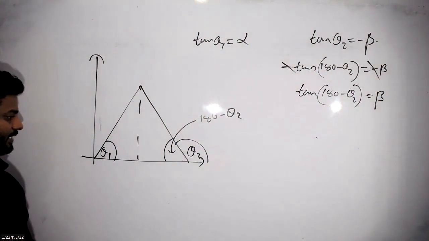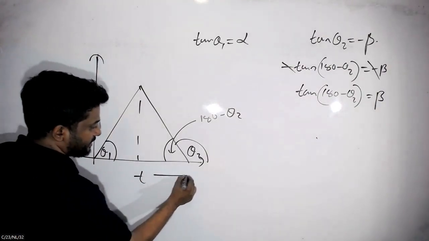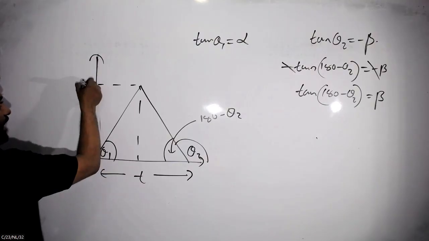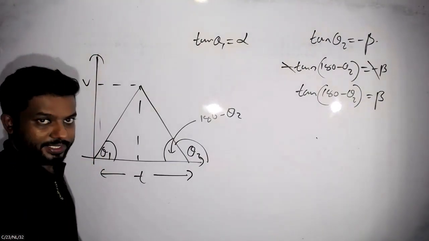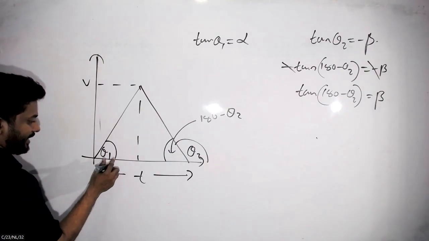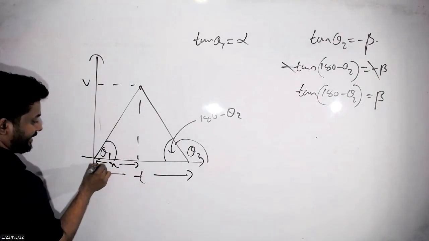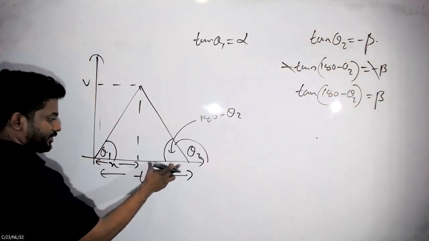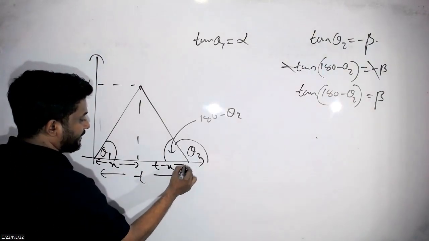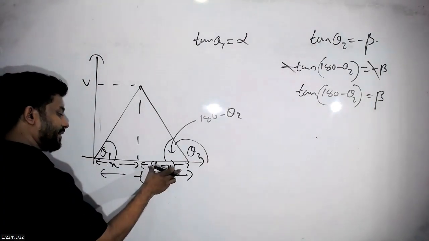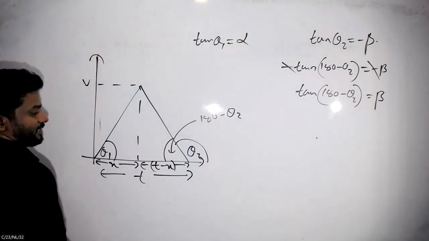Right. The total time interval is given as t. You need to find the maximum velocity acquired by the particle during the motion. Right. You can assume this time interval as x. The accelerated time interval is x. Then this one should be t minus x. The total time interval is t, no? Then if this one is t, this time interval should be t minus x.